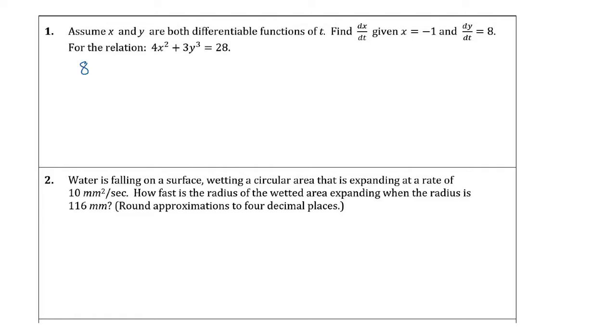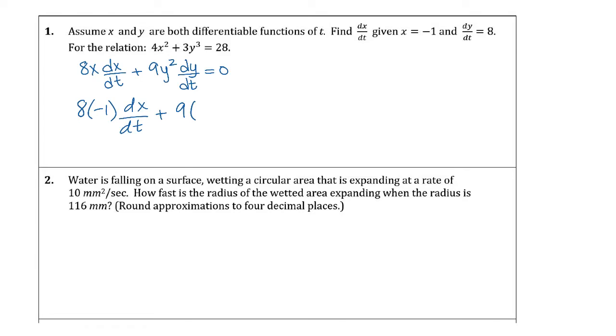So that's going to be 8x dx/dt plus 9y squared dy/dt equals 0. And then notice that you're told that x is -1 and dy/dt is 8. So let's go ahead and plug in what we know. So we have 8 times -1. We're looking for dx/dt, plus 9, and then y.